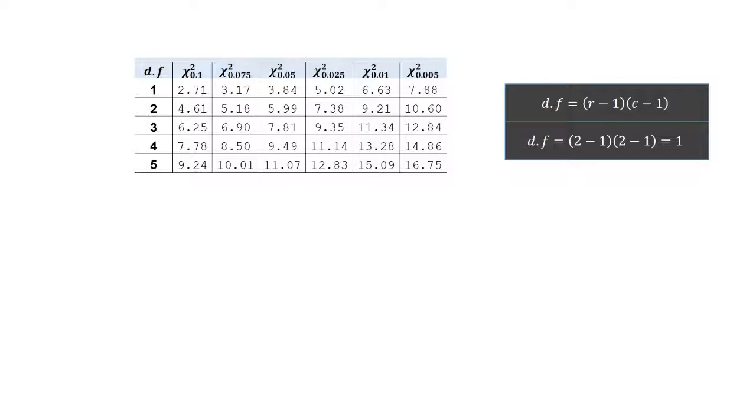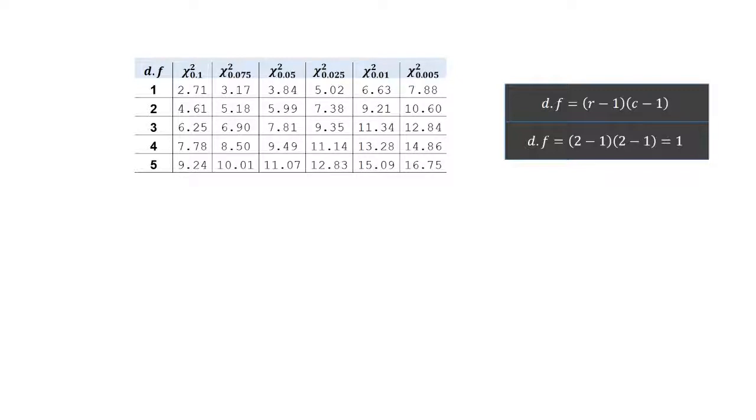So in our case, the number of rows is 2 minus 1, and the number of columns, possible values, is also 2 minus 1. 2 minus 1 times 2 minus 1 is equal to 1. Hence, the degrees of freedom for this particular test is 1, and we are going to look across the first row of this table.